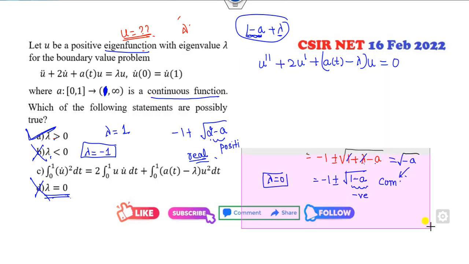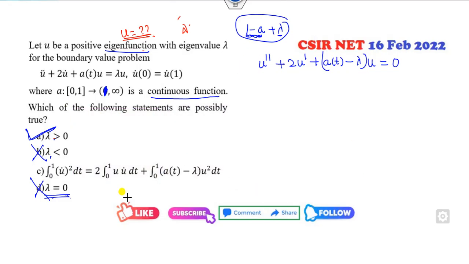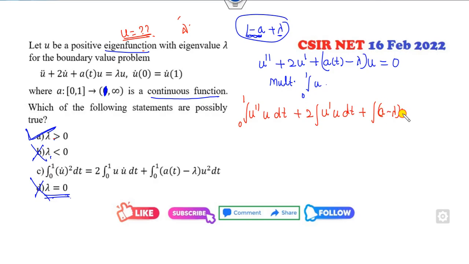Now look at this third case. If you look about that, that's the integration. And if you look at this, u into u dash, a of u square. So that means I have to multiply this term by u. So the left hand side, u double dash of u from 0 to 1 plus 2 times u dash of u plus a minus lambda u square dt from 0 to 1. So you can see there is no need to solve this for u square.